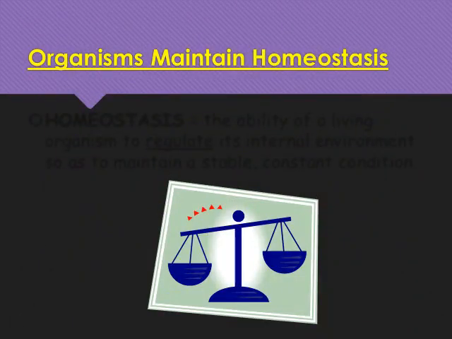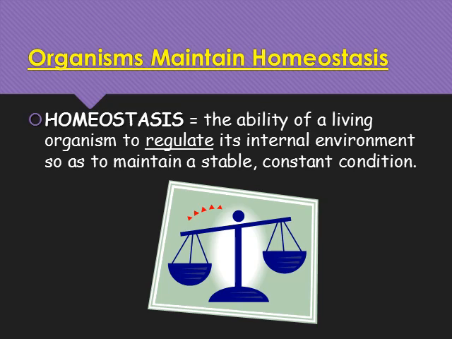So we know organisms must maintain what we call homeostasis, which is the ability of a living organism to regulate its internal environment so as to maintain a stable, constant condition. So your body's doing this all the time and in many, many different ways. We're going to talk about a bunch of different examples of this.